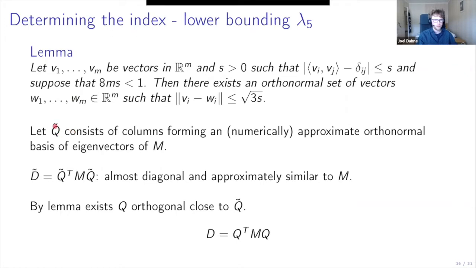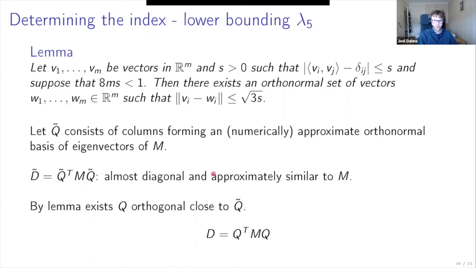Let Q tilde be a matrix with columns forming a numerical approximation of an orthonormal basis of eigenvectors of M. We just compute the eigenvectors using any numerical routine, giving us some approximation. Then the matrix D tilde, given by Q tilde transpose times M times Q tilde, will be almost diagonal, up to numerical errors. It will not be exactly similar to M because Q tilde is only an approximation, but it will be approximately similar to M. So the eigenvalues will be similar, but not exactly the same.